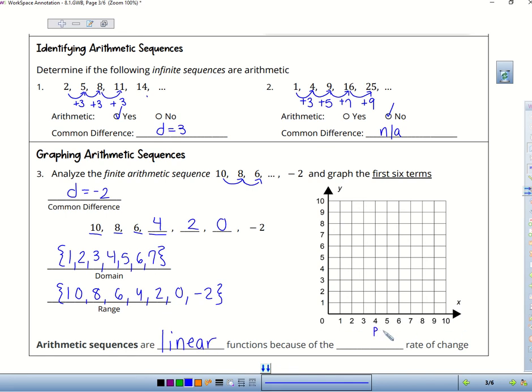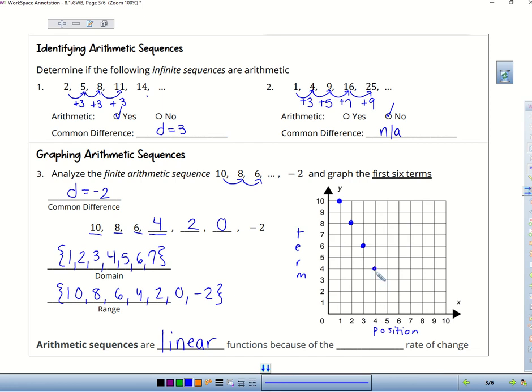So x is going to represent the position, like what position we're in, the first position, third position, and so on. And y is going to be the actual term itself on the y-axis. So we're going to go ahead and graph the first 6 terms. The first term is 10, so (1, 10). The second term is 8. The third term is 6.